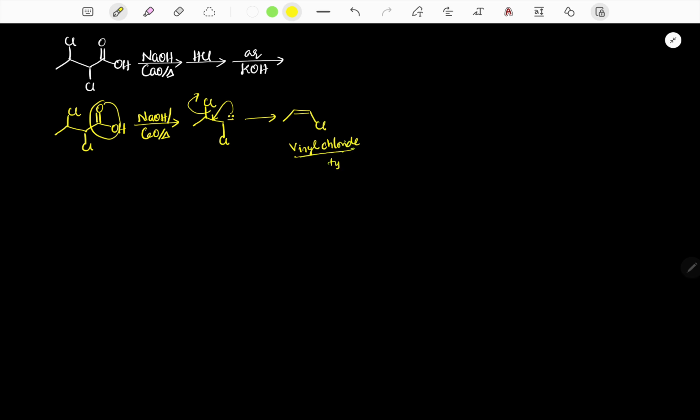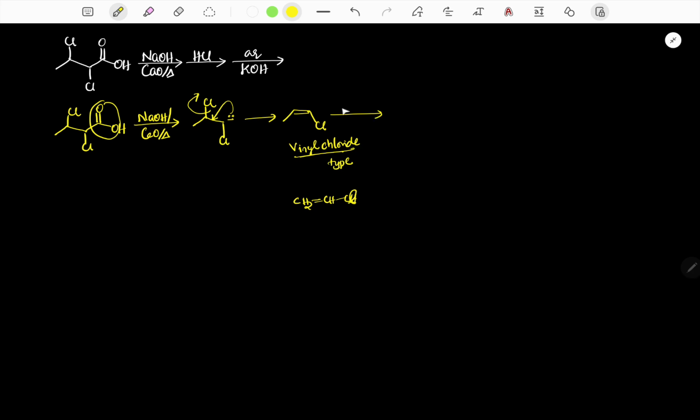Vinyl chloride type. It is a vinyl chloride, but here we have an extra carbon, that's why I am saying vinyl chloride type. When the chlorine is connected to an sp2 carbon, that is vinyl chloride type.